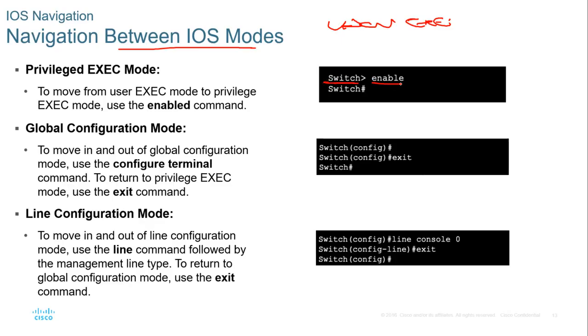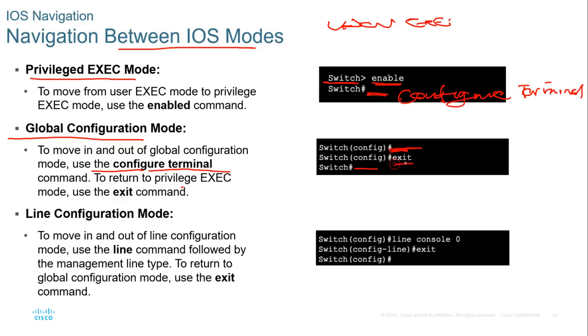So we need the command enable. Once you have enable, it takes you to privilege mode, and the privilege mode looks like this. Once you're in privilege mode, all we need is to run the command configure terminal to go to global configuration mode, which is this. To move in and out of global configuration mode, we use configure terminal to access this mode. Then to return to the privilege mode, which is this, we can use exit.